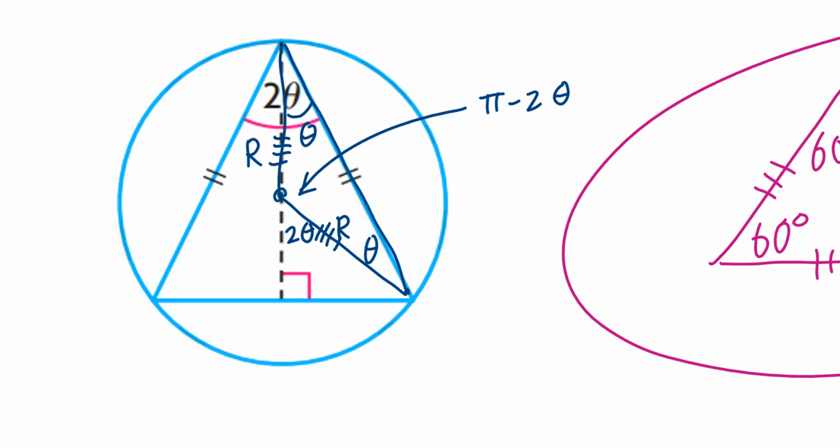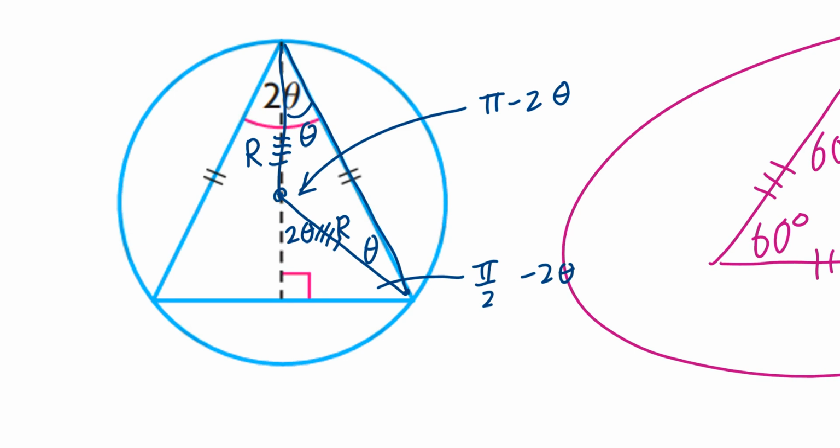Same thing here. Since you know all the angles add up to 180 degrees or pi, you can take pi minus pi divided by 2 minus 2 theta, which basically is going to be pi divided by 2 minus 2 theta. So I'm just going to write down the outcome. That angle is going to be pi divided by 2 minus 2 theta.